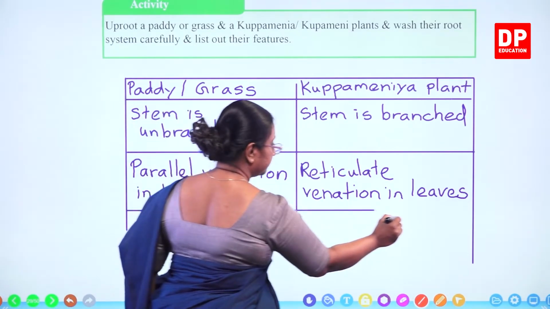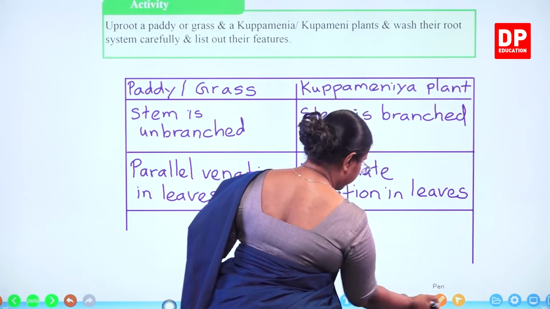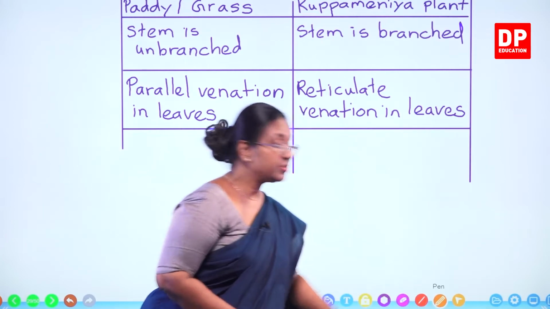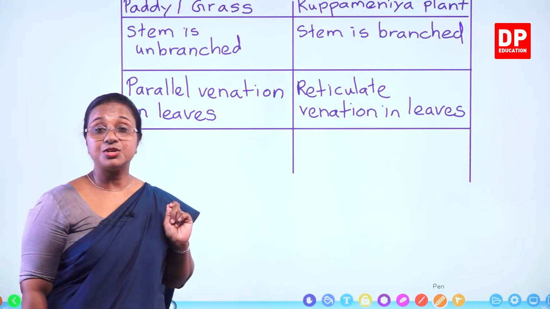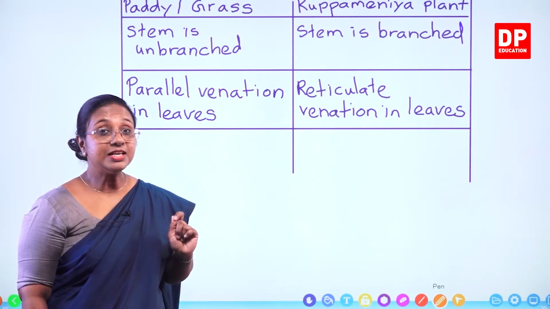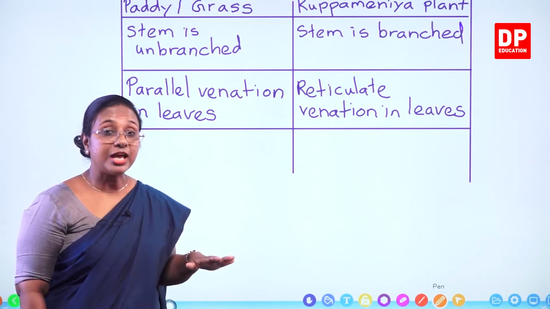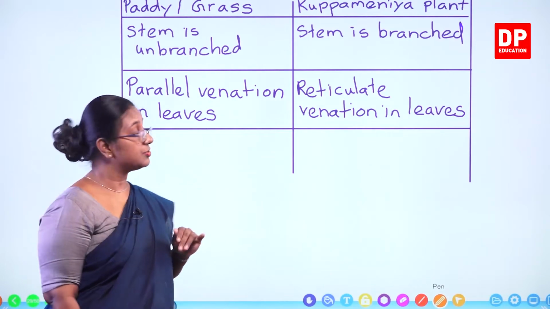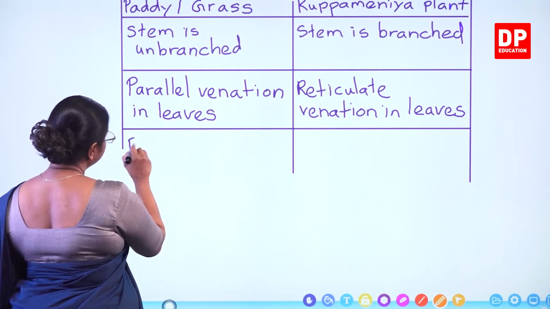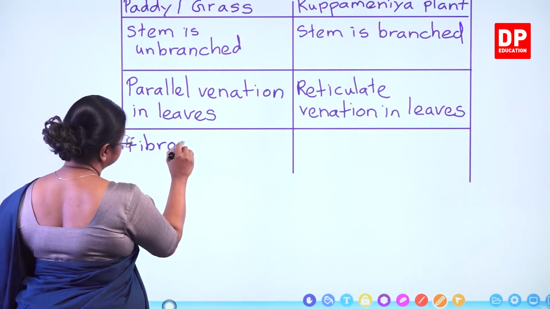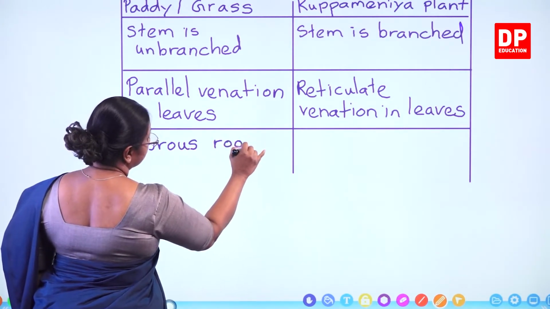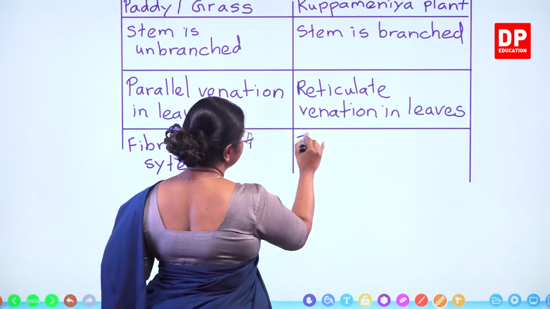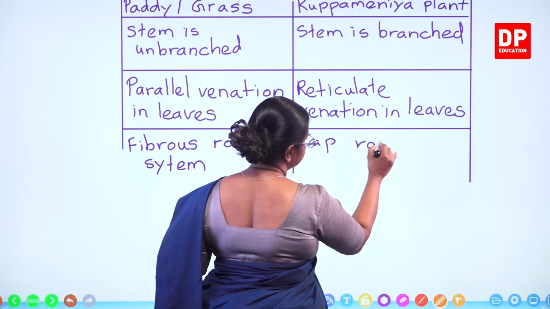Then, what did we observe after that? The root system. And what was the root system that you saw in grass or paddy? It was the fibrous root. There was no taproot, there were no lateral roots, but there was the fibrous root. So here we can say fibrous root system. And here there was taproot system.